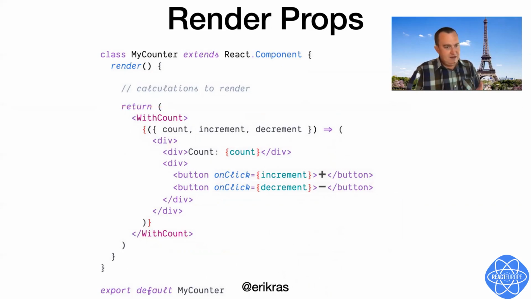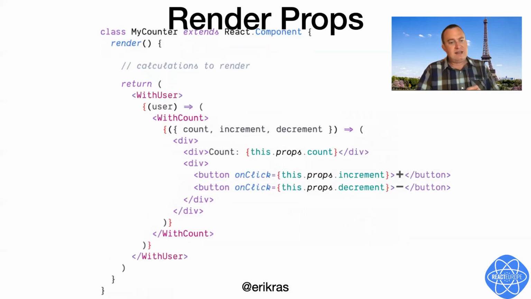Now, render props were all the rage back in 2017 with the elegance that you could just plop some state into your JSX and not necessarily need to modify your component that much. And it was just the greatest thing ever. But then this happened.